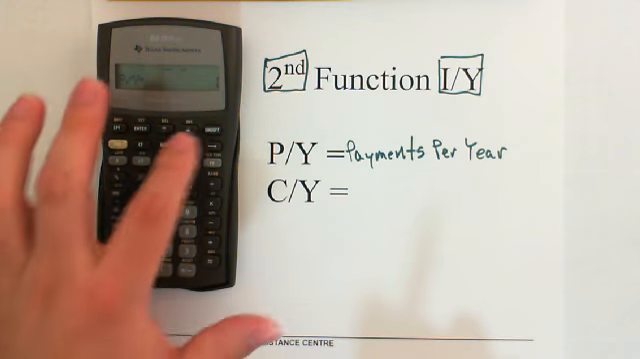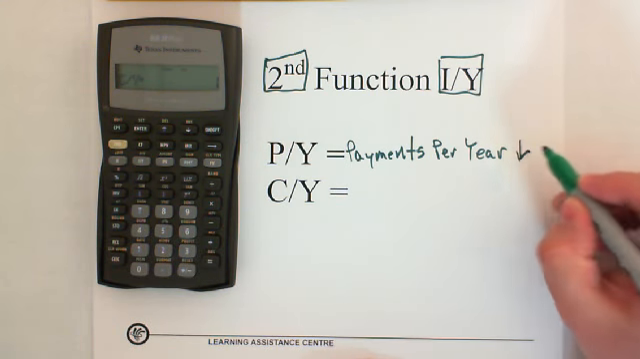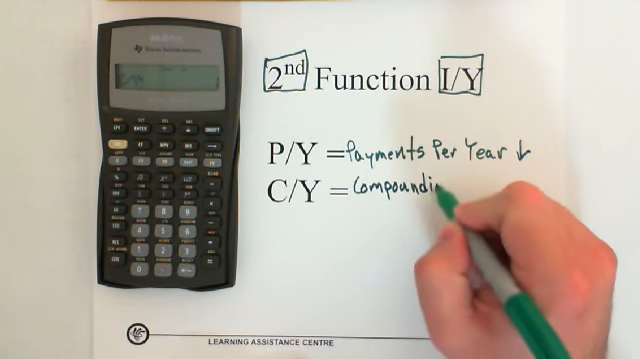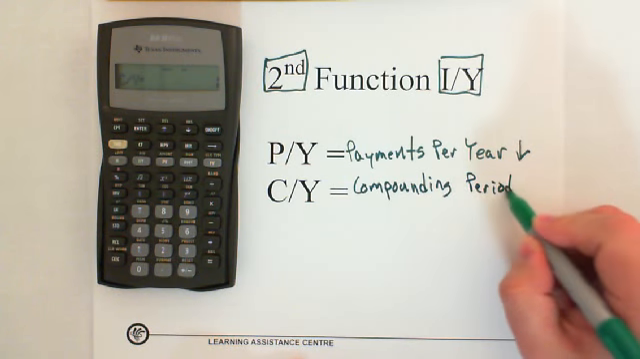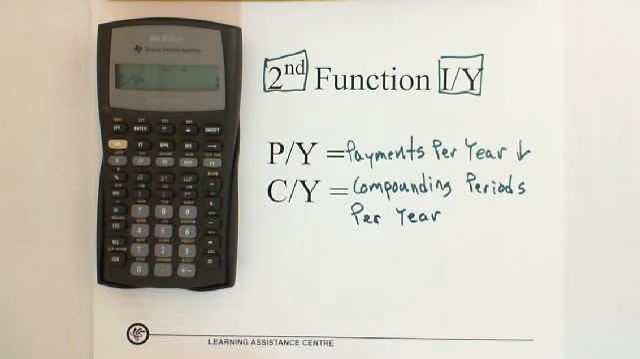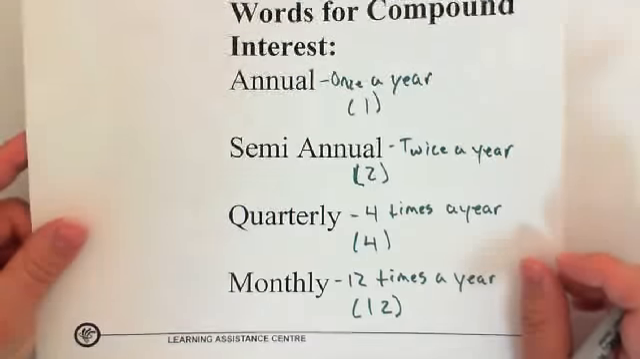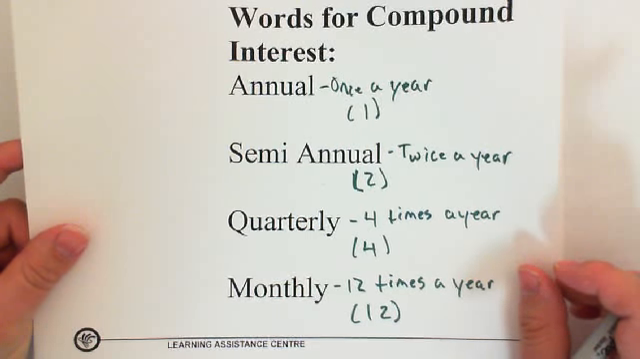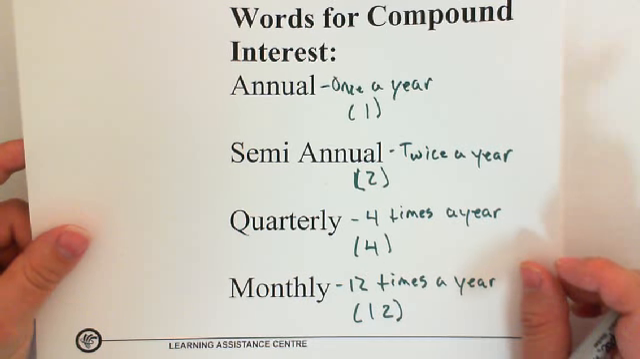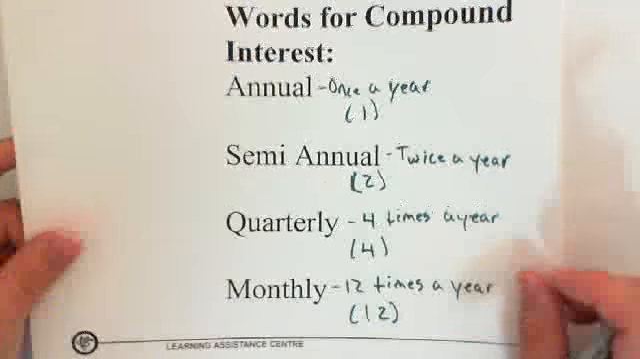Then if we push the down arrow from the PY, we go to the CY, and the CY is our compounding periods per year. How often do we receive our interest rate? So that's what the CY stands for, how often do we receive our interest rate? And again, the interest rate will be referred back to one of the 4 that we were talking about earlier. The interest rate will either be annual, once a year, semi-annual, twice a year, quarterly, 4 times a year, or monthly, 12 times in a year.